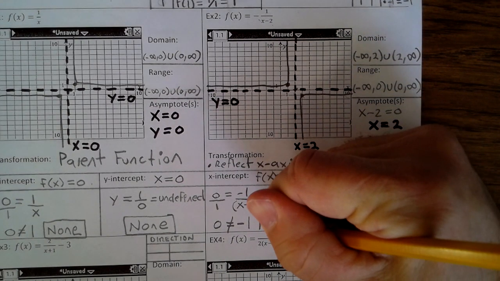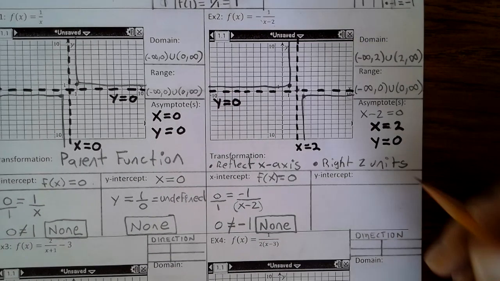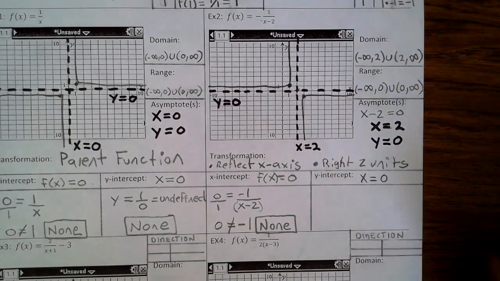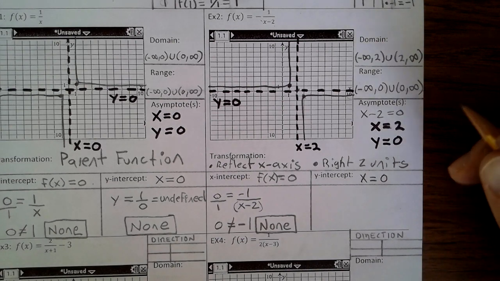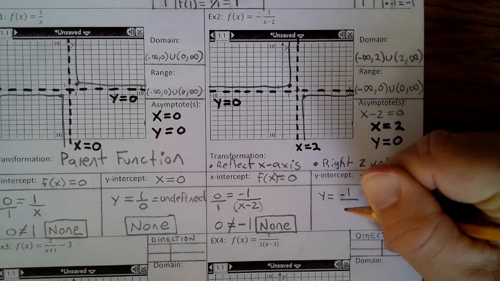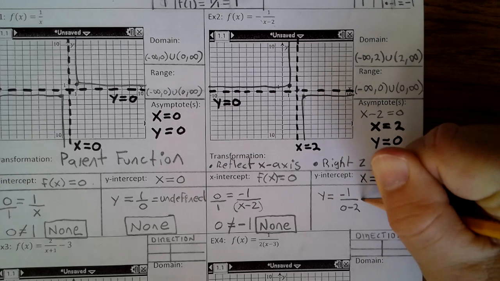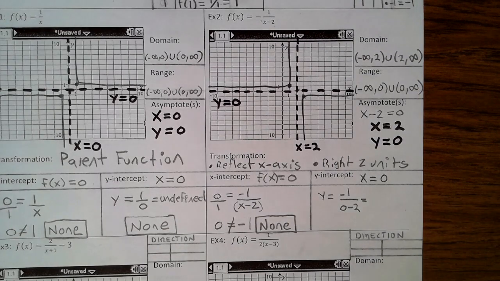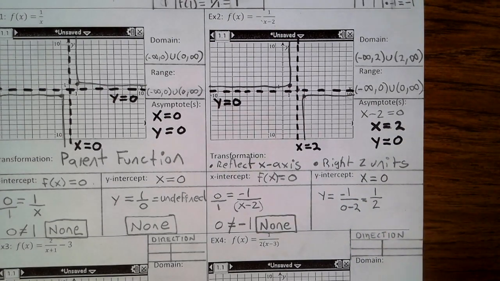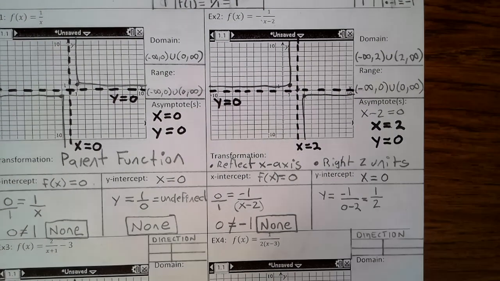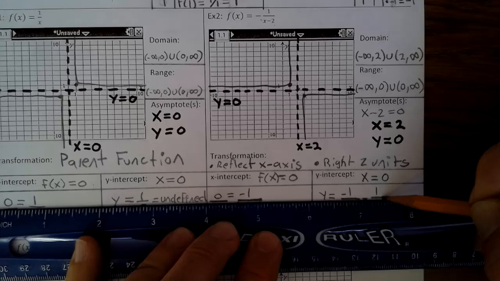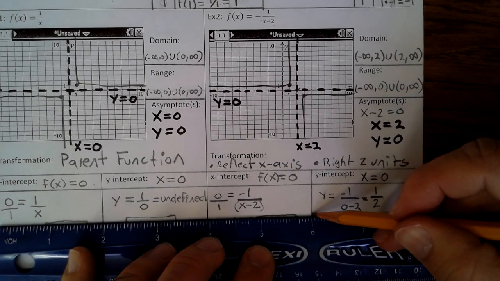Now for the y-intercept, that's when x equals 0. So then that's y equals negative 1 divided by 0 minus 2, which equals negative 1 divided by negative 2, which is 1 divided by 2. So your y-intercept, let me fix these lines up, is 0, 1 divided by 2.